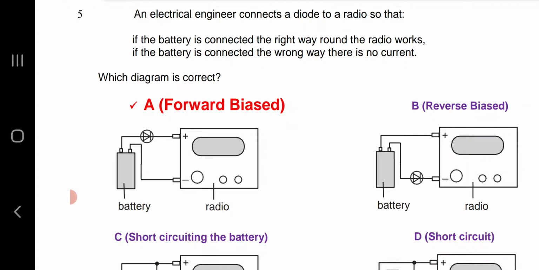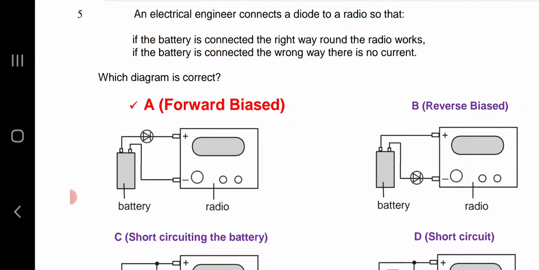Question number 5. An electrical engineer connects a diode to a radio so that if the battery is connected the right way around the radio works, and if the battery is connected the wrong way there is no current. So which diagram is correct? It is diagram A. It is the correct diagram.